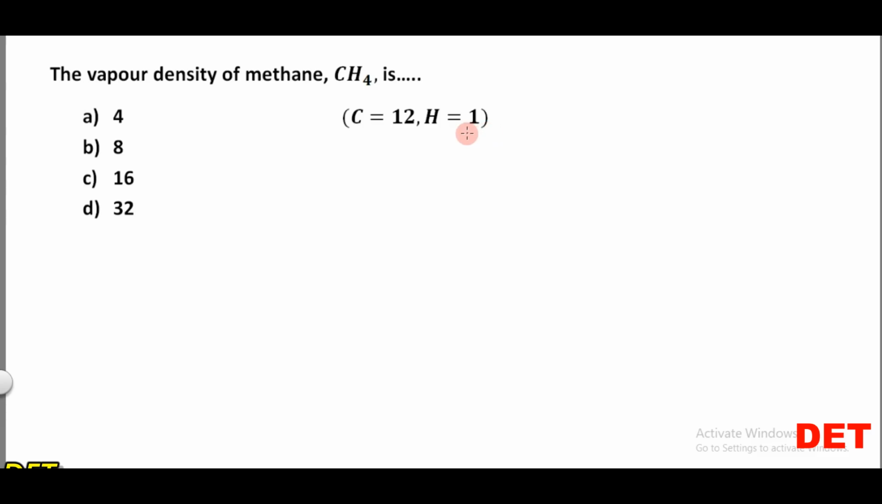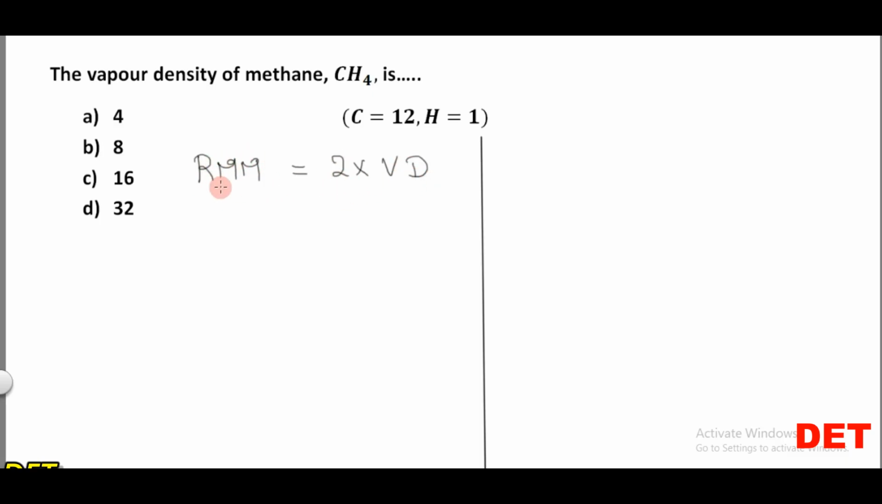All right, so the first thing I would want to do is to write the relationship between vapor density and relative molecular mass. So the question again is: the vapor density of methane, CH4, is what? You should know that the relative molecular mass of a compound is equal to 2 times the vapor density of that compound. You should know this relationship: relative molecular mass is equal to 2 times vapor density.